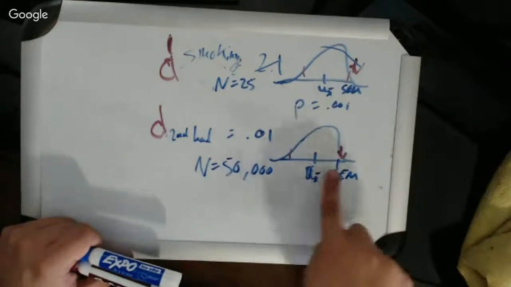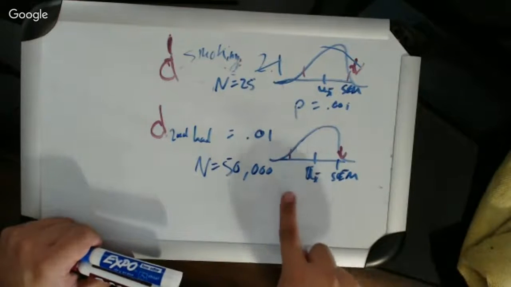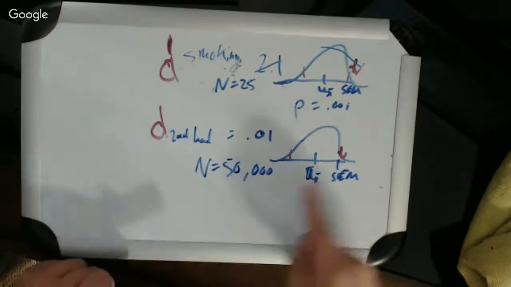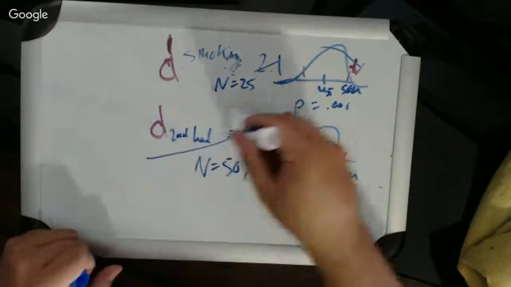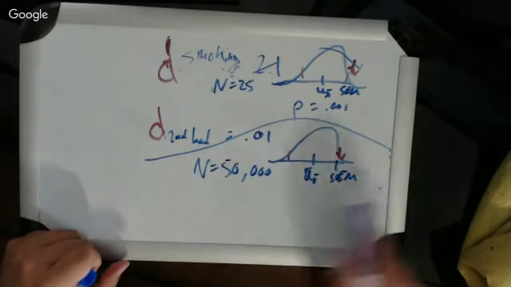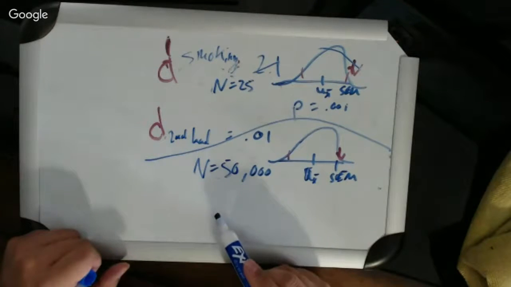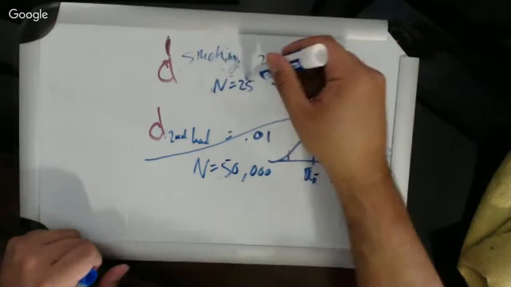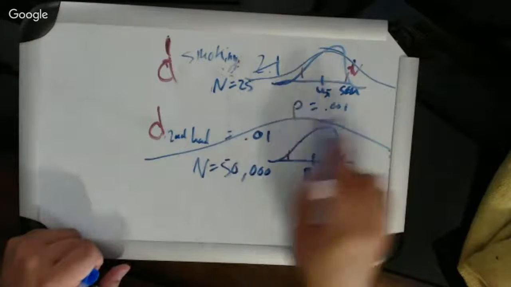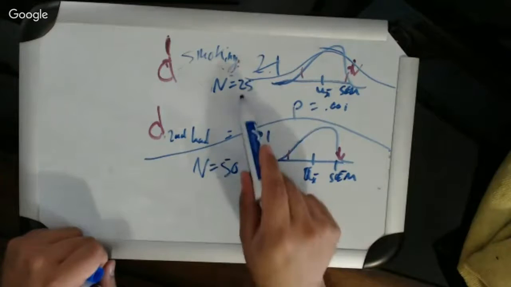Here, the reason this distribution looks like this is because of this giant N. The real population down here is going to be way more spread out because we're dividing sigma by the square root of 50,000. Here, the actual population is going to be much less spread out because we're taking the sigma and only dividing it by 5, the square root of 25.